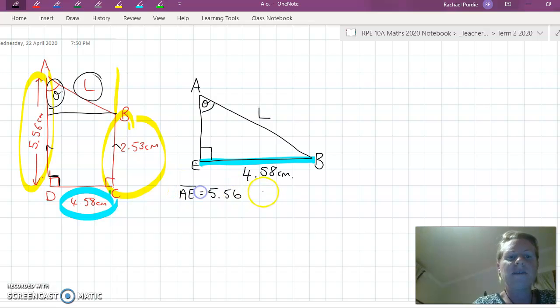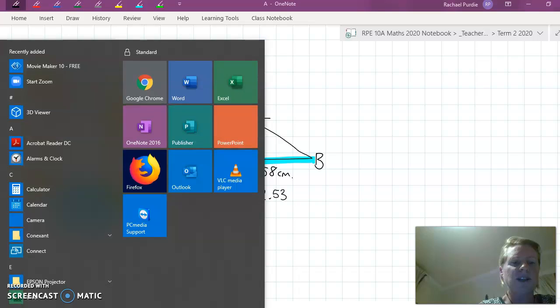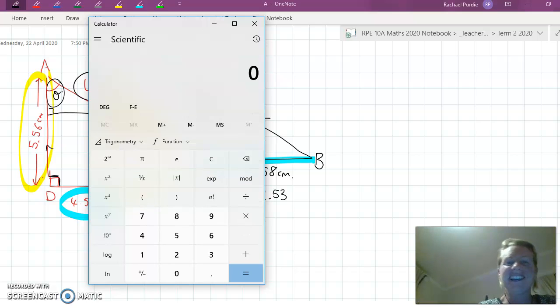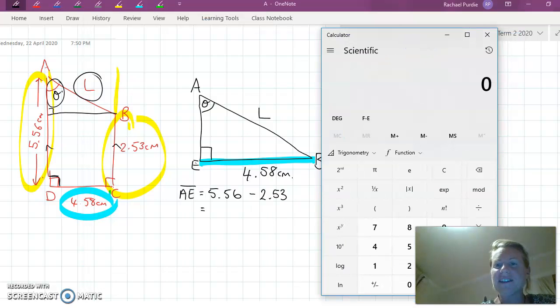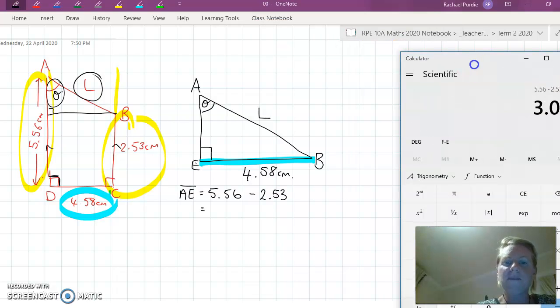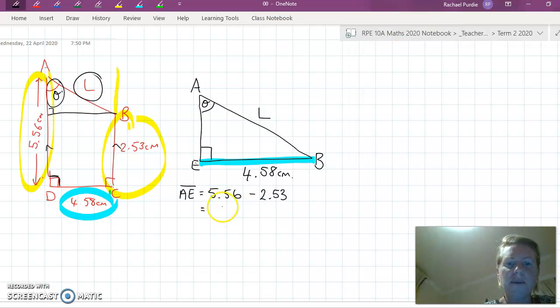The line AE is 5.56 minus 2.53 centimetres. I'm just going to jump onto the calculator that I've got here for a minute. 5.56 minus 2.53 is 3.03. I should have done it in my head, but it's okay. My brain, like yours, just sometimes feels like having a bit of a break. So line AE, there we go, 3.03.